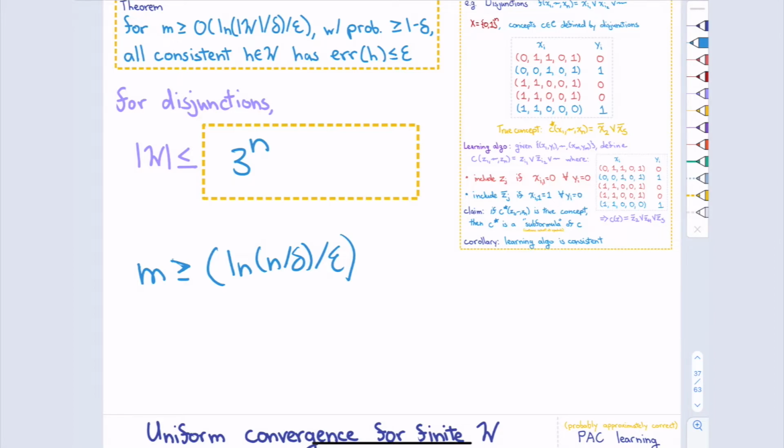So just listing all these variables will meet the criteria for PAC learning insofar as we're treating n as a fixed parameter. So disjunctions are PAC learnable, at least for fixed n.